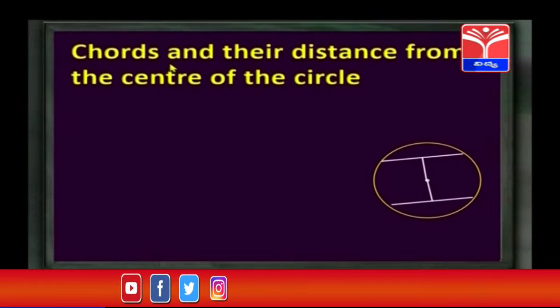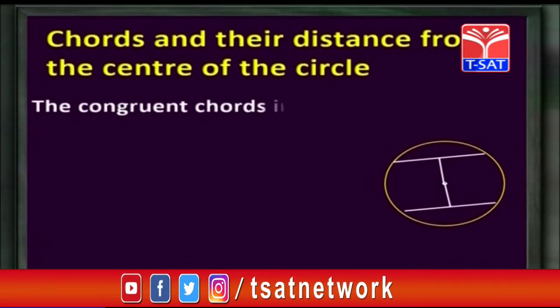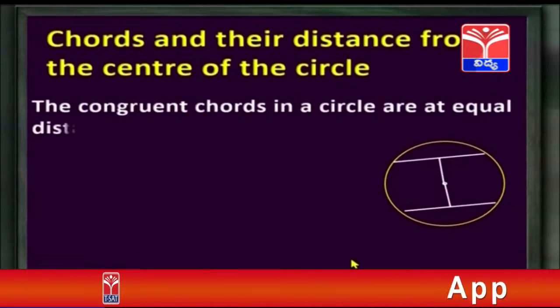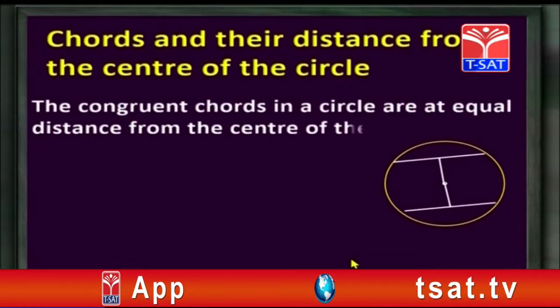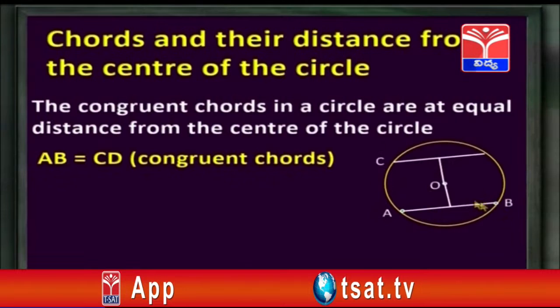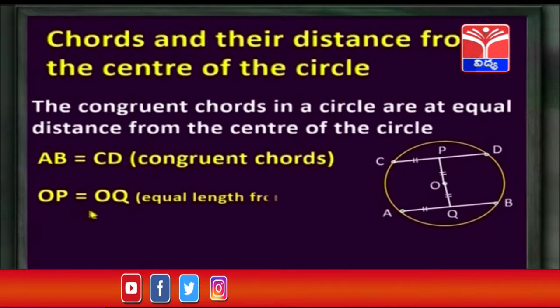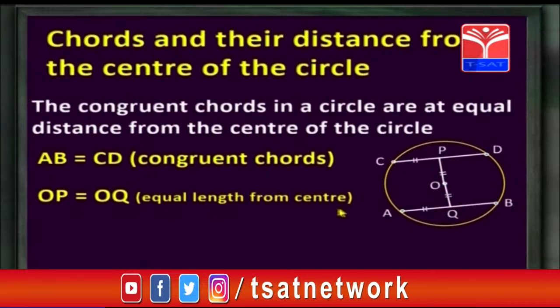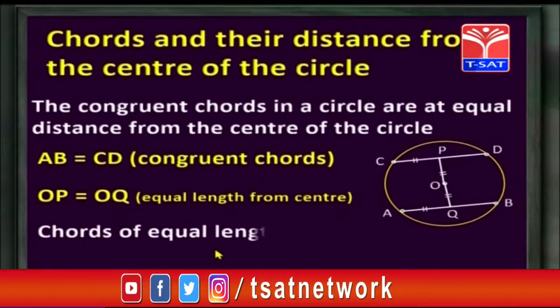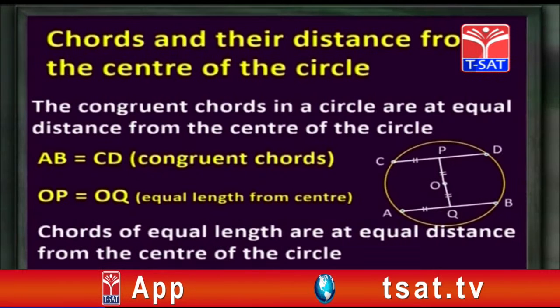Now let us see chords and their distance from the center of the circle. Congruent chords in a circle are at equal distance from the center of the circle. AB is a chord, also CD is a chord, both are congruent chords. OP is equal to OQ, equal length from the center. Chords of equal length are at equal distance from the center of the circle.